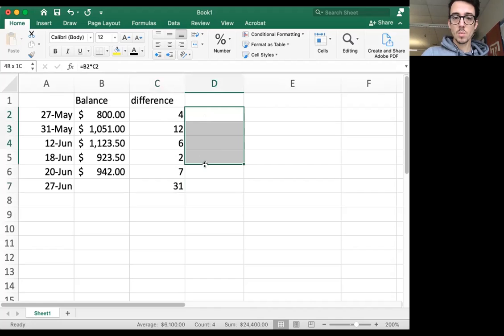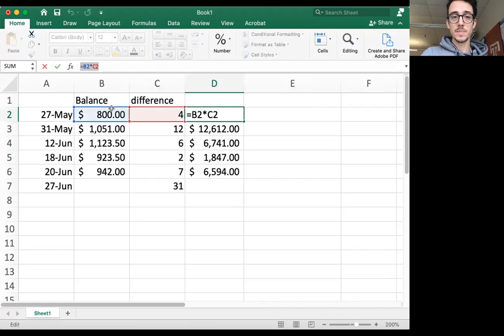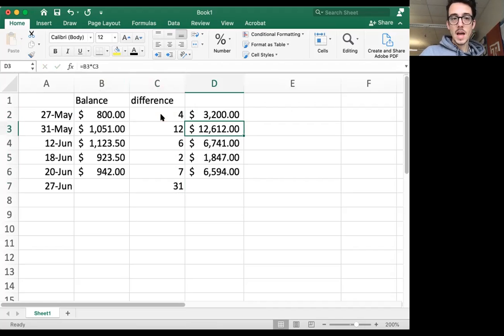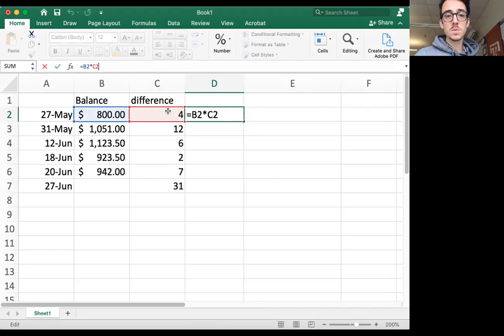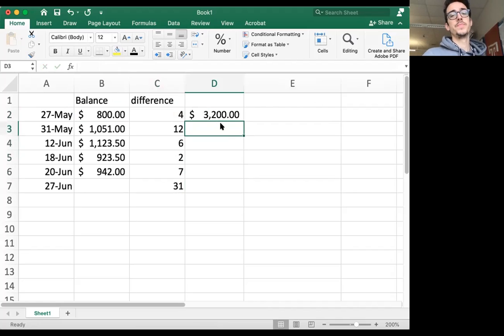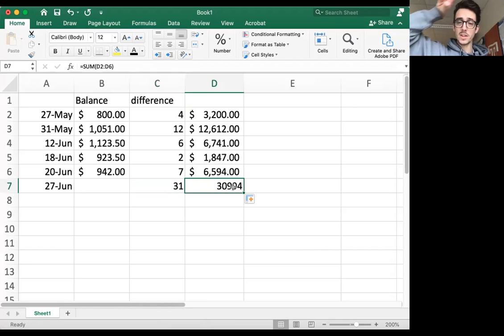So what I'm going to do over here is pretty much take that multiplication of the balance times the difference of days, have that set equal, and then just keep calculating that down. So if you're not too sure how this is done, I'm saying that I want to multiply B2, my balance, with the number of days that was the difference, putting an equal sign to show it's an equation, and then clicking and dragging to make sure it fills down. And if I scoot this over, I see that my total is going to be that 30,994.